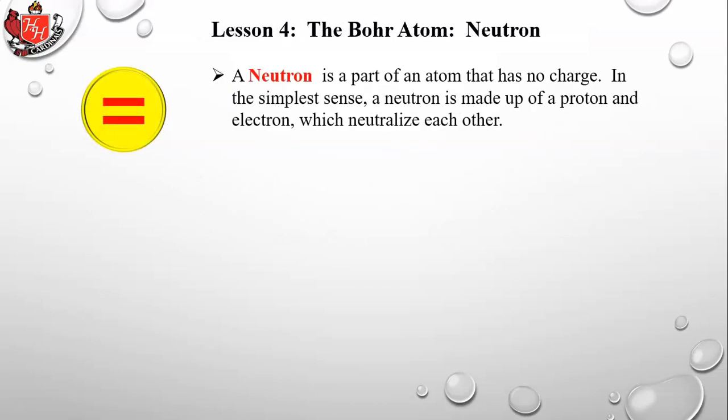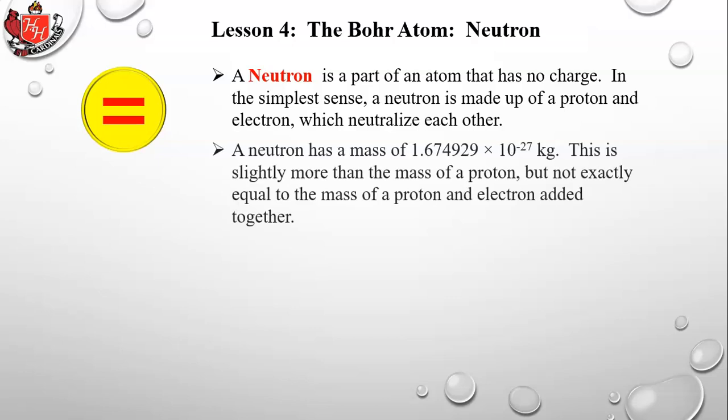Okay, a neutron is a part of the atom that has no charge. In the simplest sense, a neutron is made up of a proton plus an electron stuck together. When you have the plus charge and the minus charge stuck together, they neutralize each other. It produces no charge. A neutron has a mass approximately the same as a proton, not exactly. It is slightly more than the mass of a proton, but not exactly equal to the mass of a proton and an electron added together.